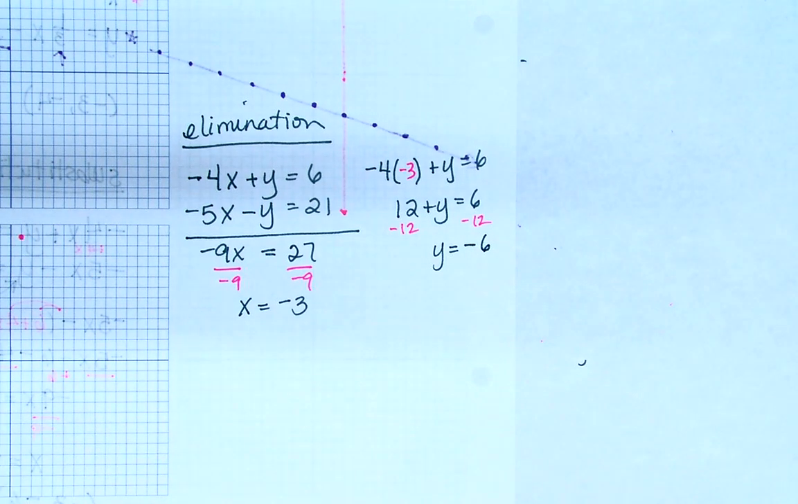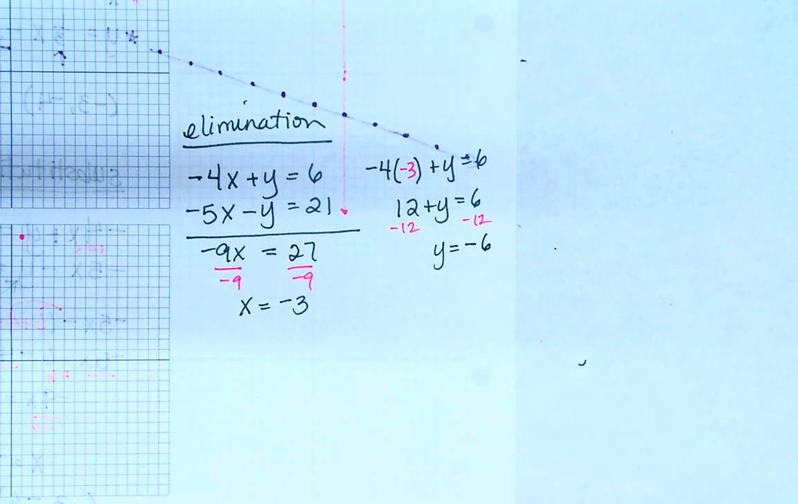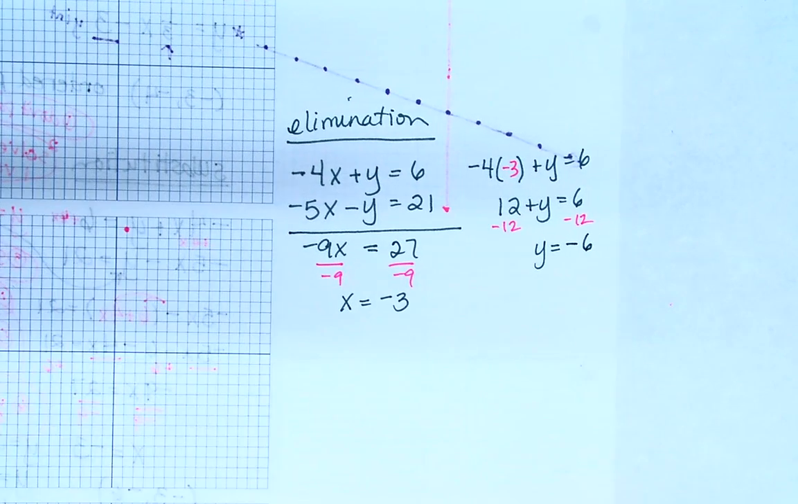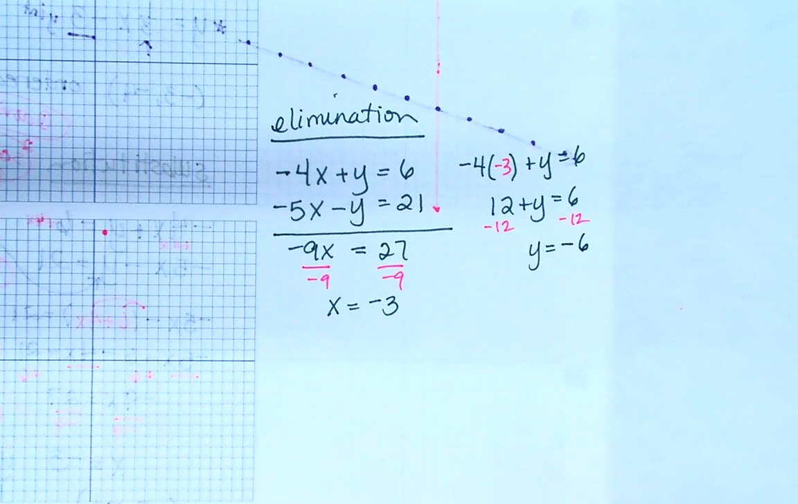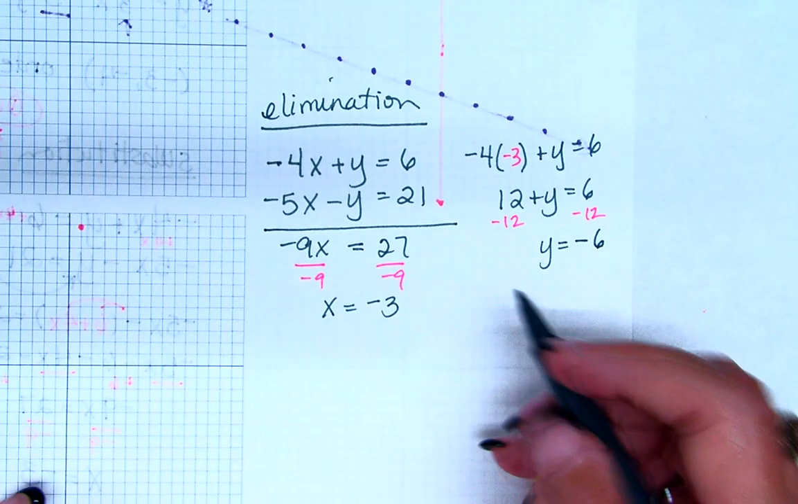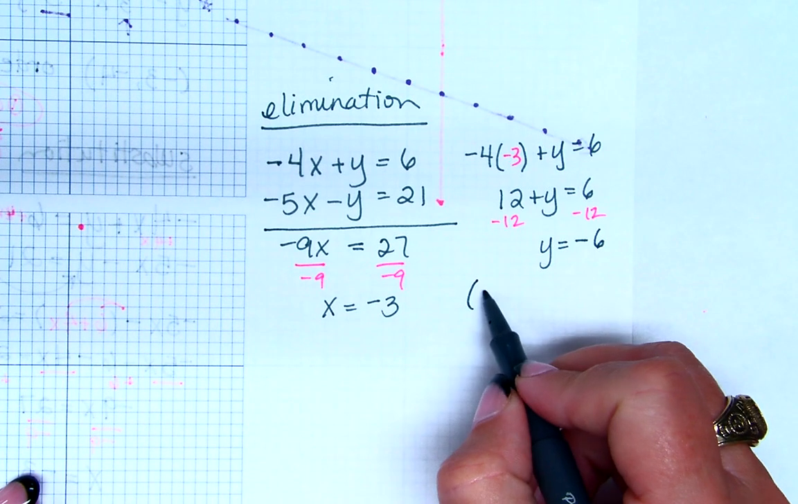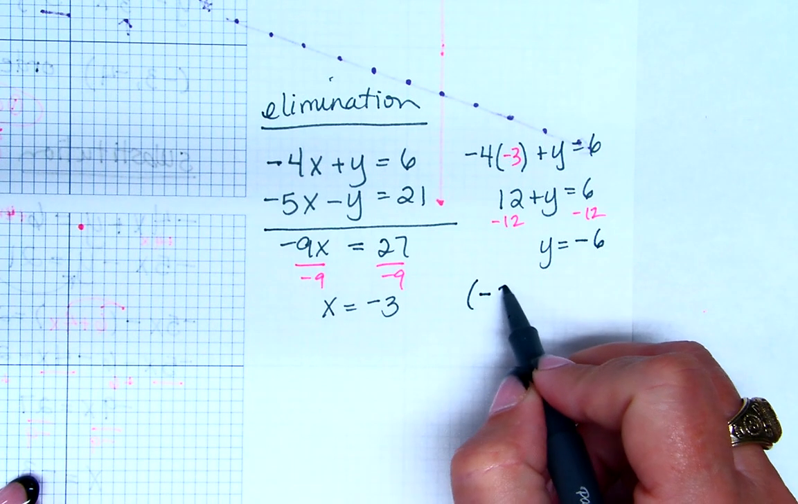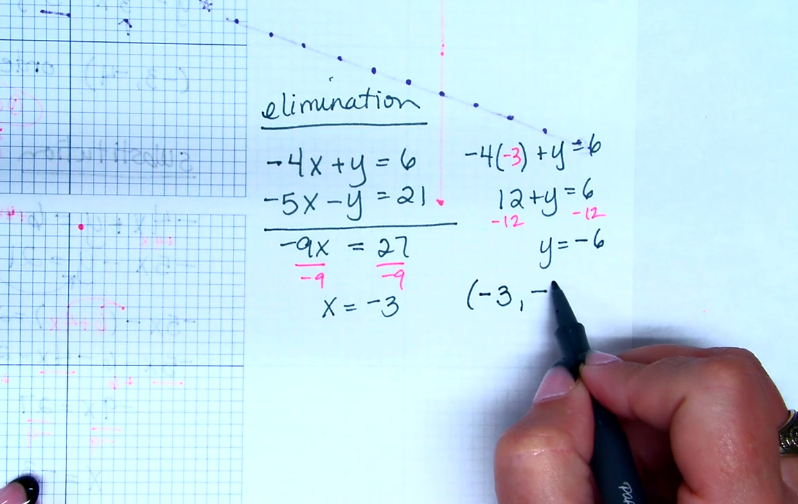Thinking back to what we did with graphing and thinking back with what we did with substitution, are we finished? Now, what do we have to do? Point of intersection. So what do I write? Ordered pair. Ordered pair, point of intersection is negative 3, negative 6.